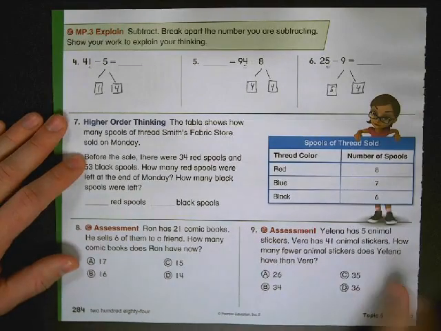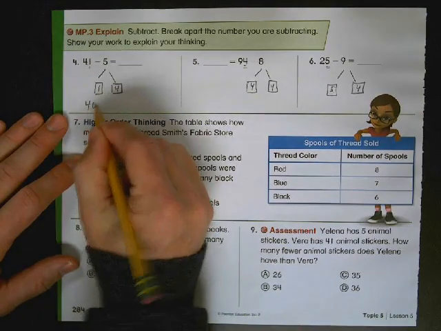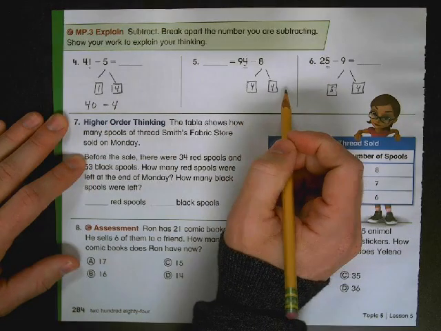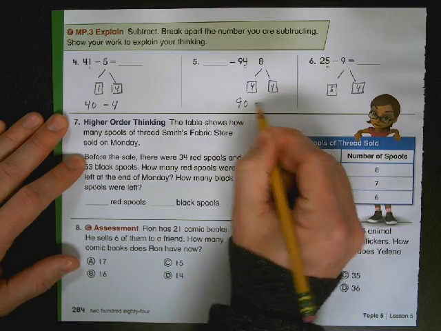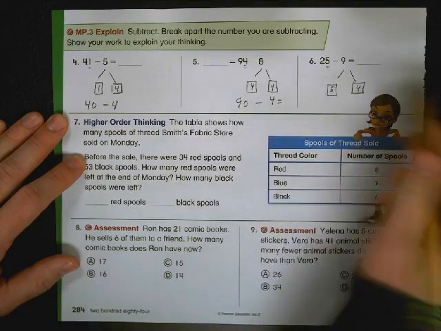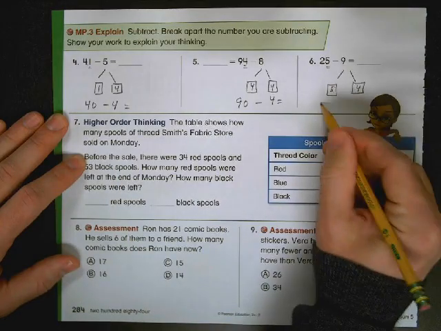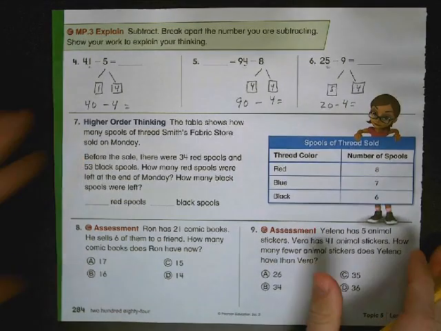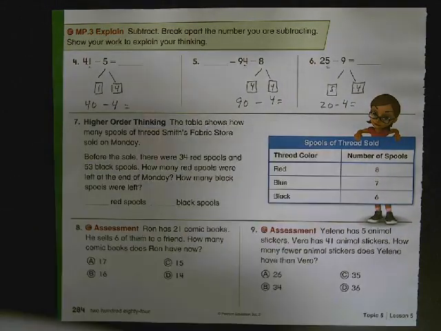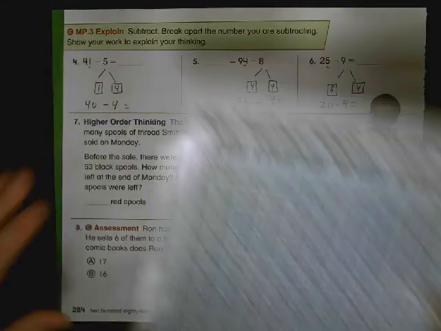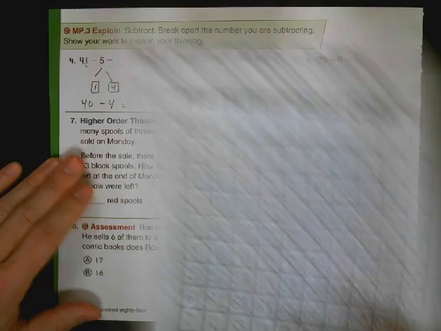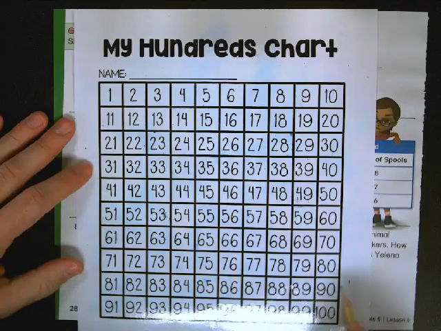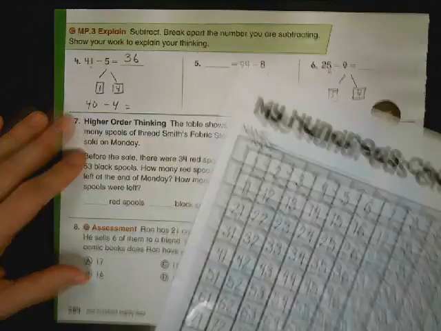Next step done. Now you subtract. 41 minus 1, 40. Got 4 left, minus 4. 94 minus 4 is 90, minus 4. 25 minus 5 is 20. 5 minus 4 is equal to. And that's your last step. Now you're just going to use that hundreds chart or your mental math to say, okay, 40 minus 4. 40. 1, 2, 3, 4, 36. 90 minus 4, 1, 2, 3, 4, 86.